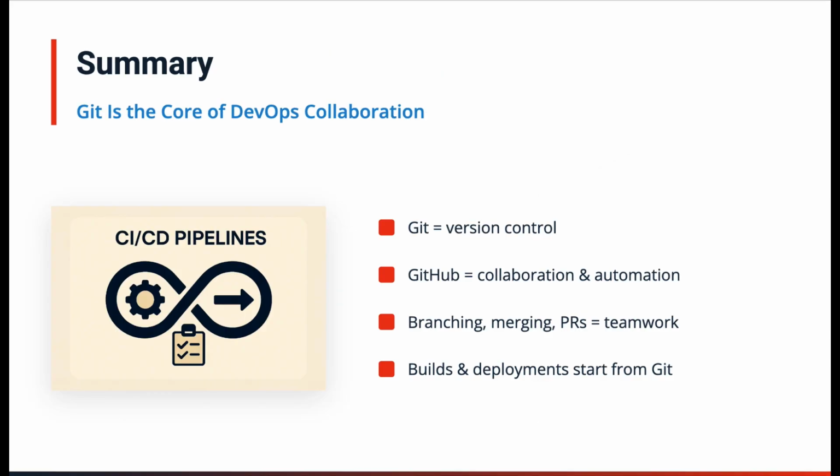So let's wrap this up. Git is the tool that manages your code and tracks changes. GitHub is the platform where collaboration and automation happen. Branches, merges, and PRs are everyday tasks in DevOps. And everything in the DevOps workflow starts from a git push. If you are comfortable with Git, you are already halfway into the DevOps world.